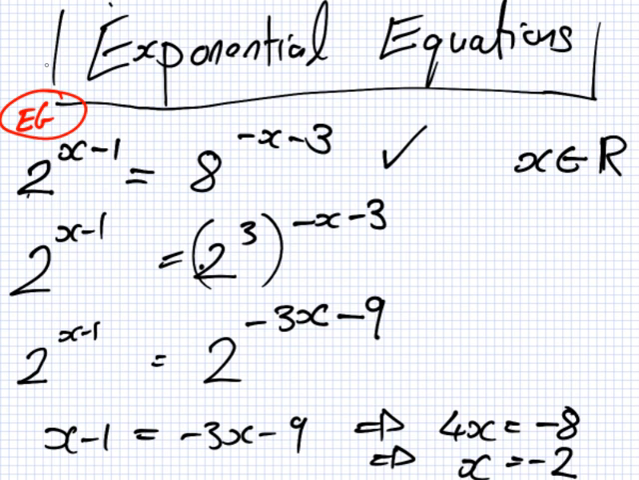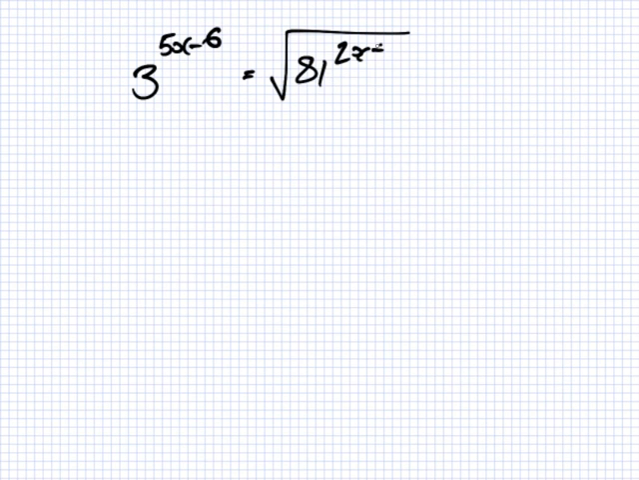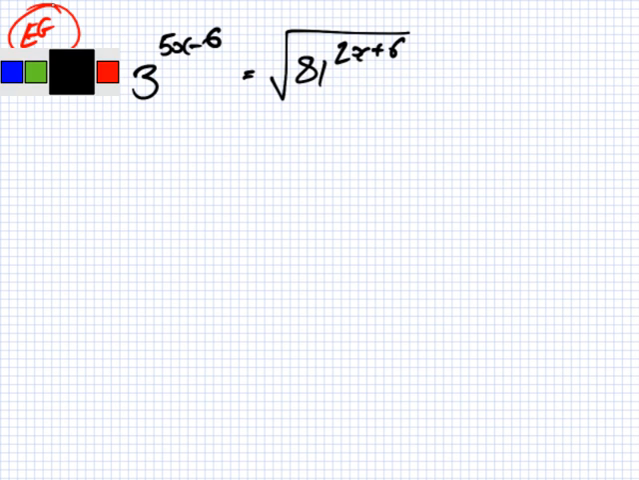Okay. Yeah? Okay. So let's have a look at another type now. So for example, we have 3 power 5x minus 6 equals square root 81 2x plus 6. Right. What about the x? Could we use any value of x, or are there any problems? What do we think? It's okay? Yeah, any value of x will work here. There's not going to be a problem.